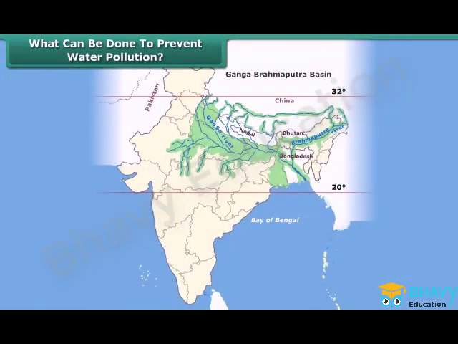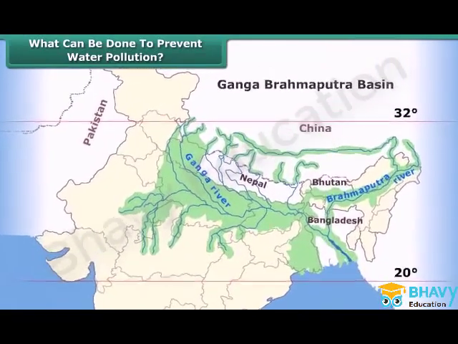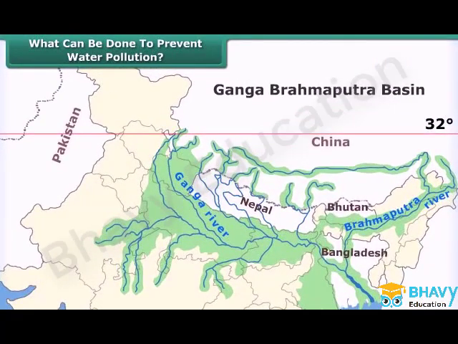Government also took measures to prevent the water pollution of rivers of the country. For example, Ganga Action Plan was launched in 1985. It aimed to reduce the pollution levels in the river.